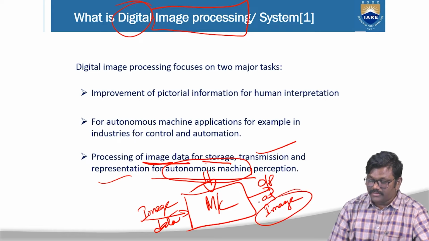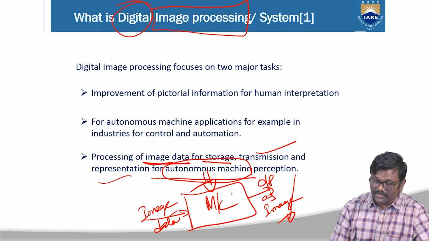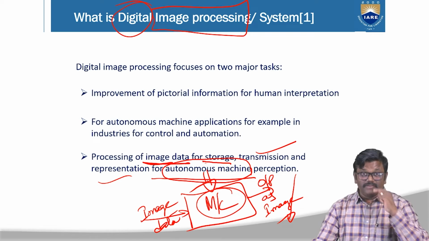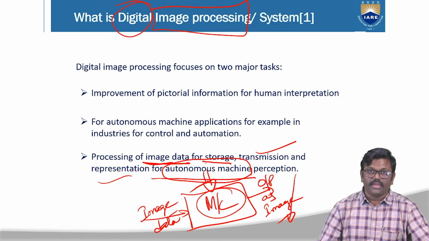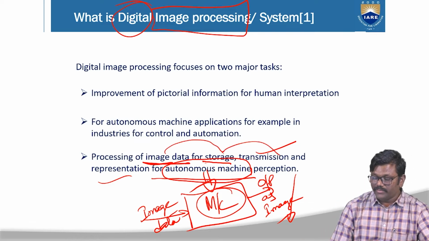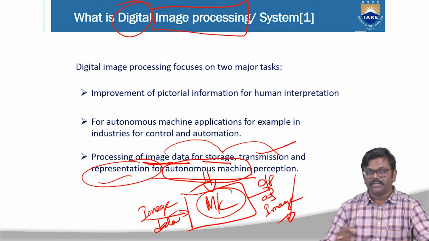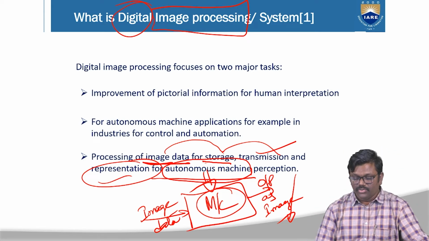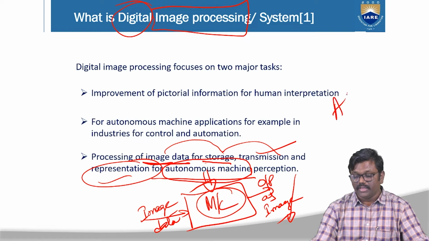But this image you may be providing in your required manner depends upon this operation of the machine. So to process this, we are going to store your image data, transmit it, and represent it for your process. The best example is today's ATM center.